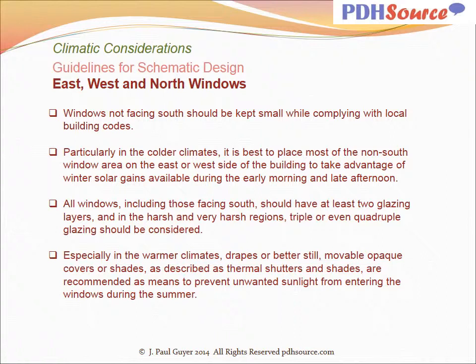All windows, including those facing south, should have at least 2 glazing layers, and in the harsh and very harsh regions, triple or even quadruple glazing should be considered. Especially in the warmer climates, drapes, or better still, movable opaque covers or shades, described as thermal shutters and shades, are recommended as means to prevent unwanted sunlight from entering the windows during the summer.